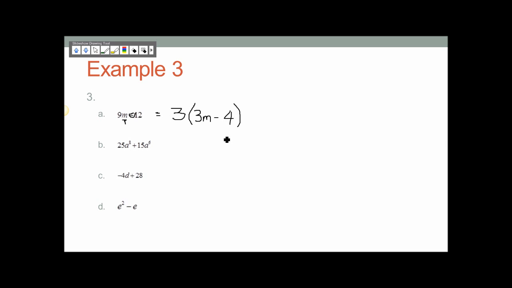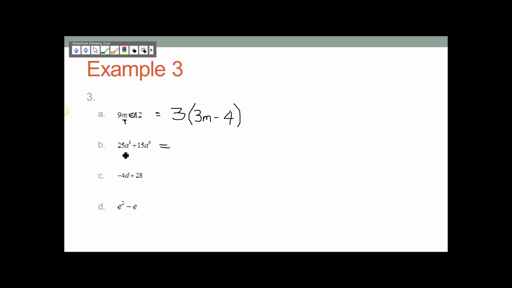Now if you want to check to see if you've got the right answer, all you need to do is just do the reverse. Expand it out by multiplying both of these terms by the number 3, and you should end up with the question that you started with. So 3 times 3m is 9m, and 3 times 4 is 12 with the minus in the middle. So that gives us 9m minus 12. So we're good. Alright, next example.